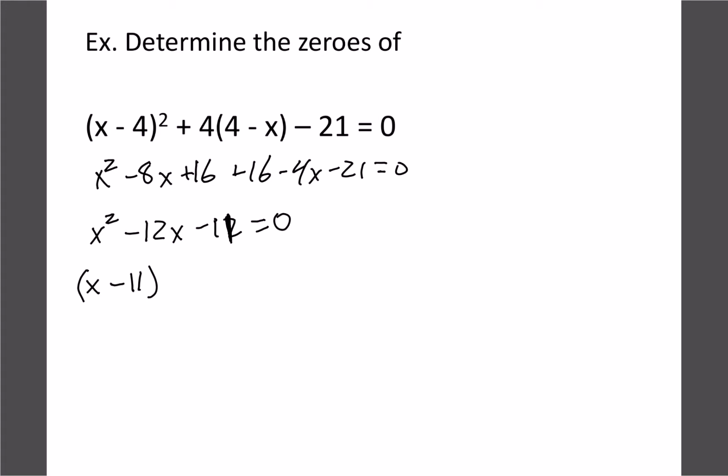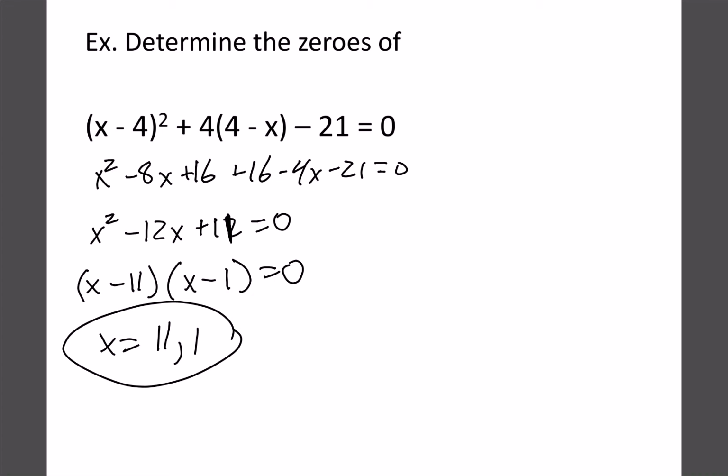Let's just double check our math. X squared minus 8x plus 16 is right. 16 minus 4x is right, minus 21. So 16 plus 16 is 32. 32 minus 21 would be plus 11. There we go, that works better. So we'd have minus 11 and minus 1 would be our two factors to give us plus 11. They do add up to negative 12. So our solutions would be 11 and 1.